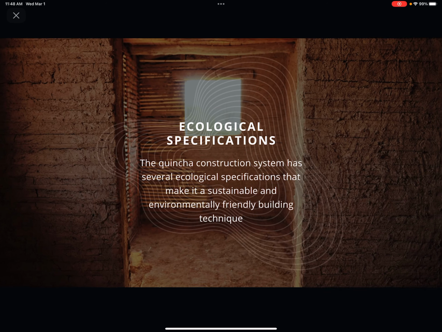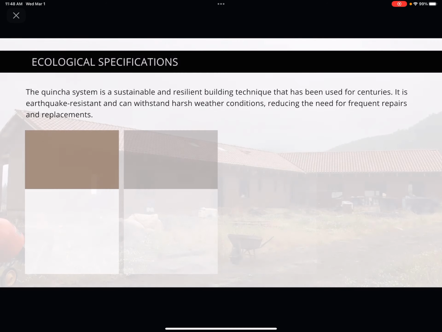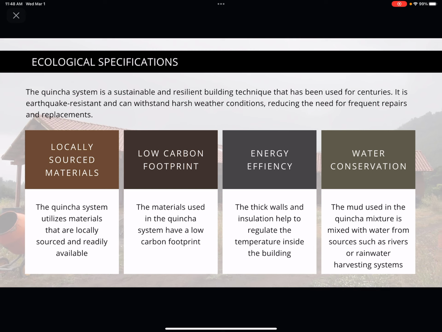Here for the ecological specifications, the materials are locally sourced. Those materials also have a low carbon footprint. These materials are energy efficient because the thick walls help to regulate the temperature inside the building, and this construction is also well known for water conservation because it uses water from sources such as rivers or rainwater.